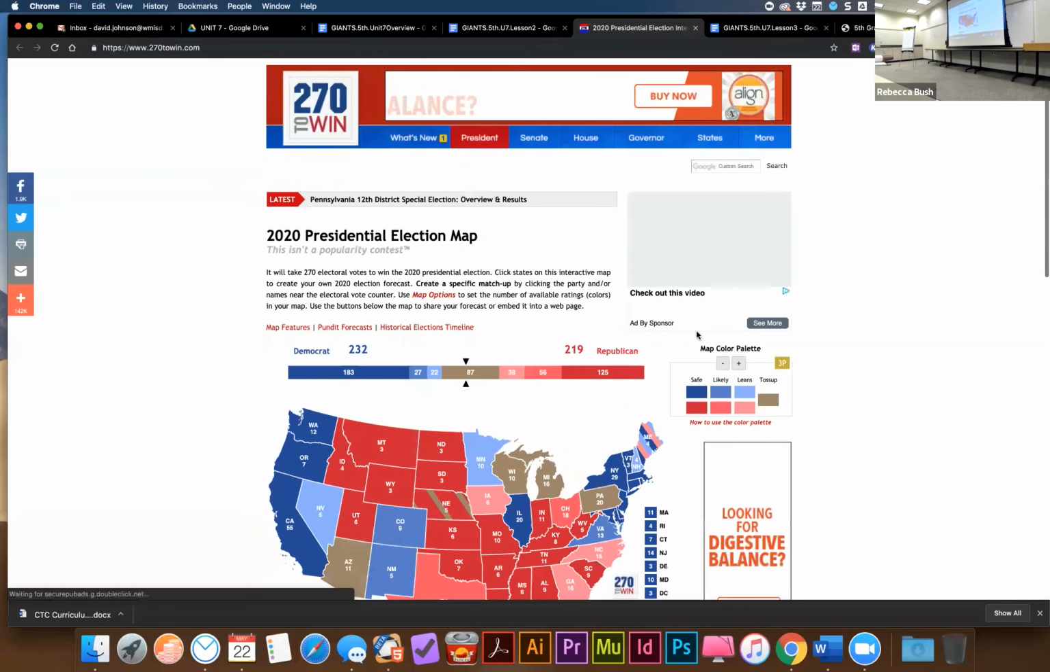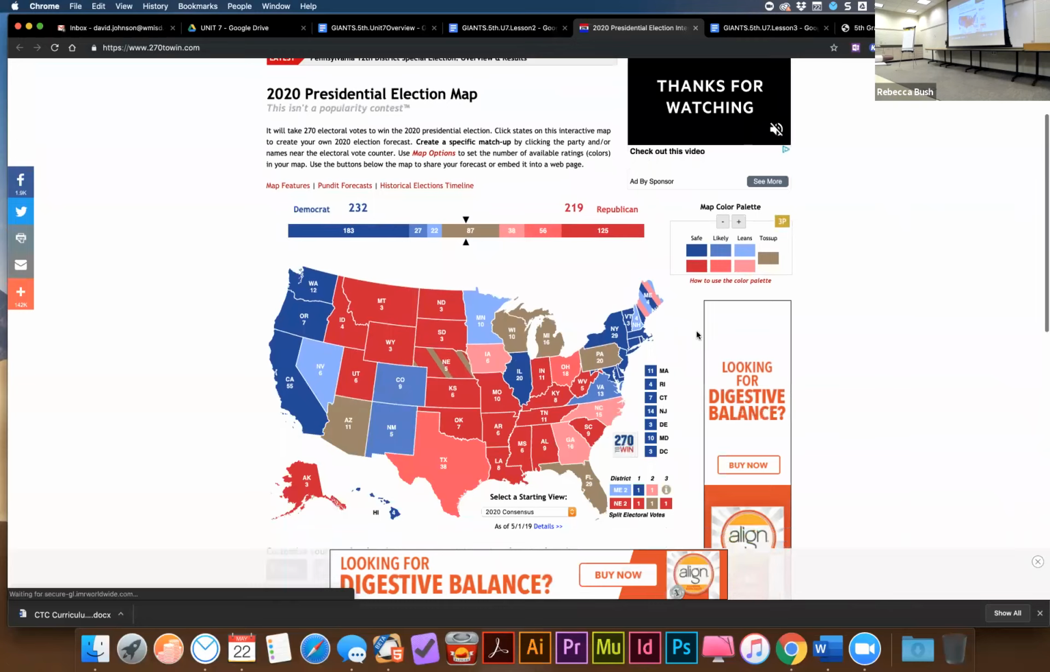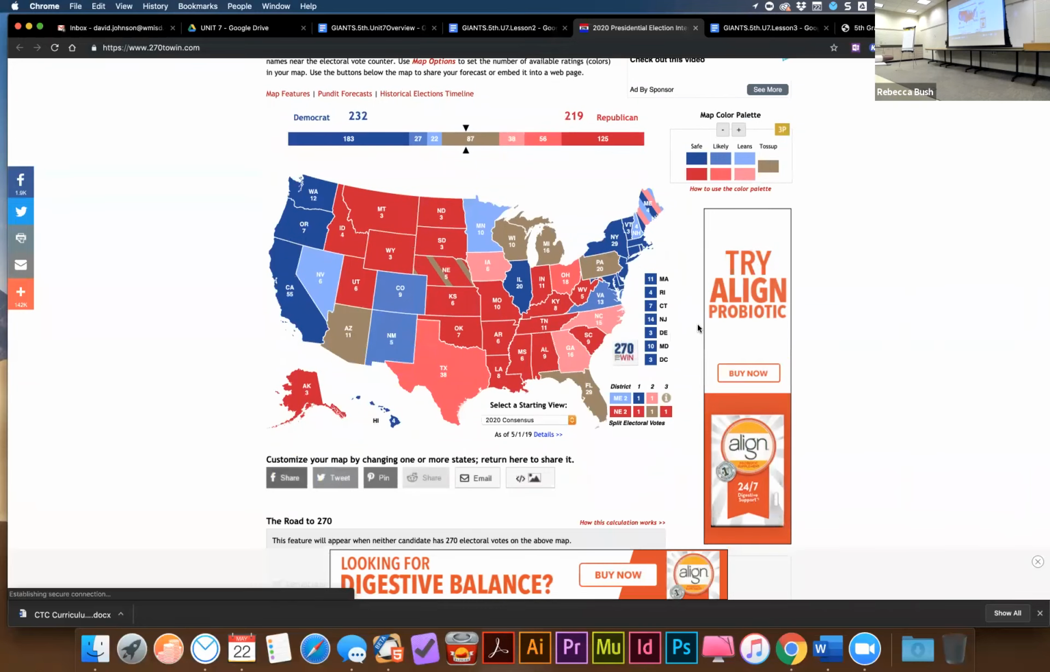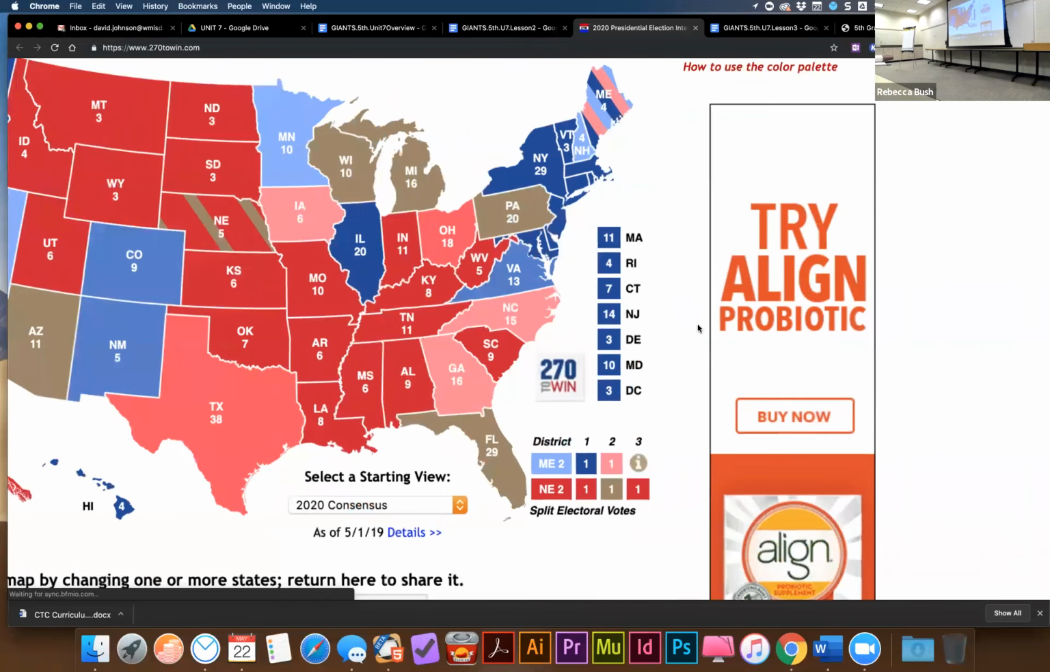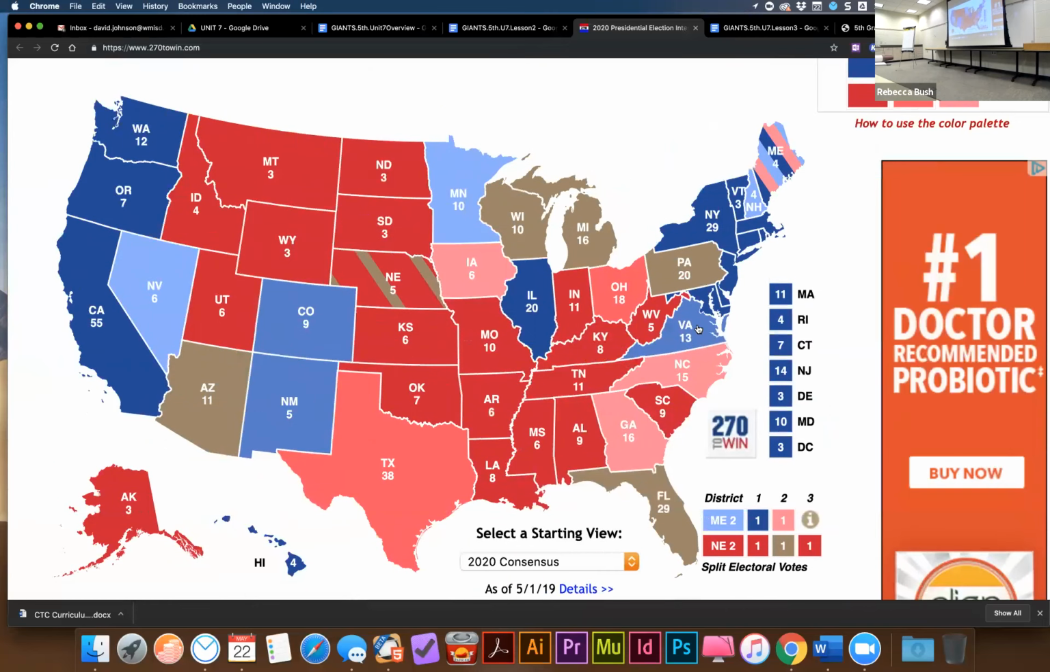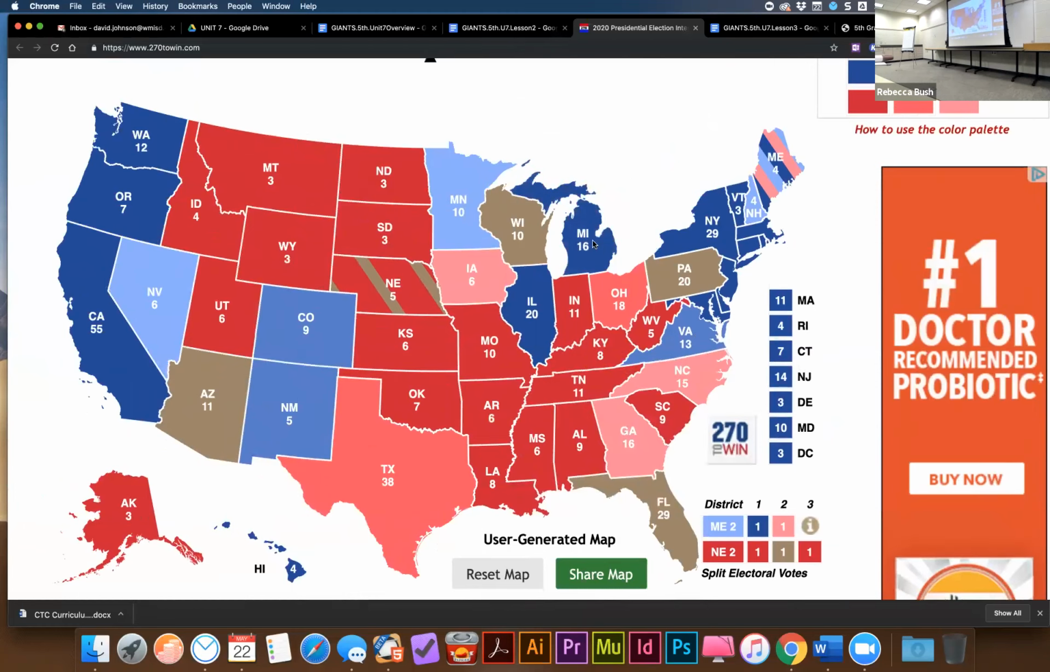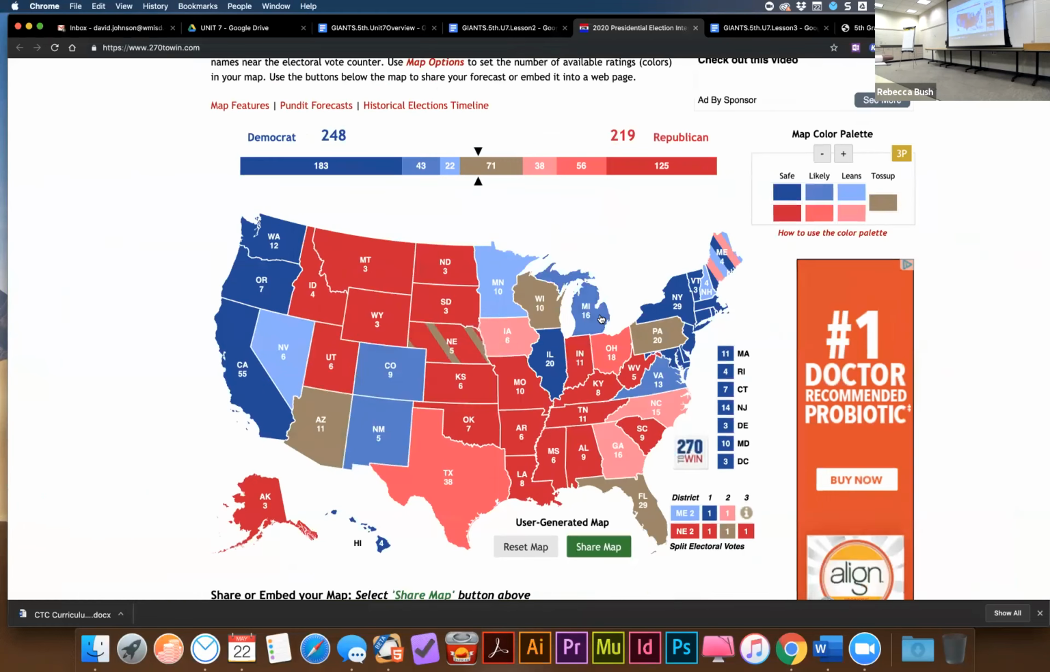If you've never seen 270 to Win, it's a great interactive electoral map that you can take the kids out to. Some of the past high school civics questions actually have this map embedded. In some cases, we've embedded a map that we've created. In others, we ask them to create it and then explain. So it's a really neat, robust site where you can flip a state any color you want, and then it keeps track up here of who's got what.